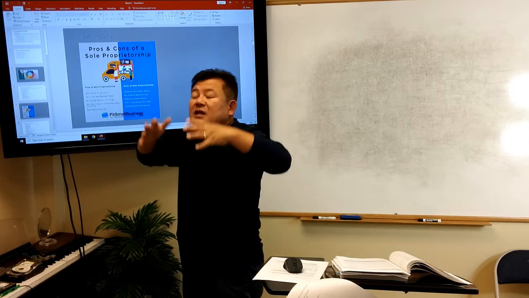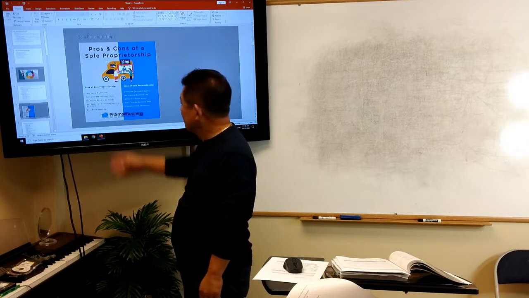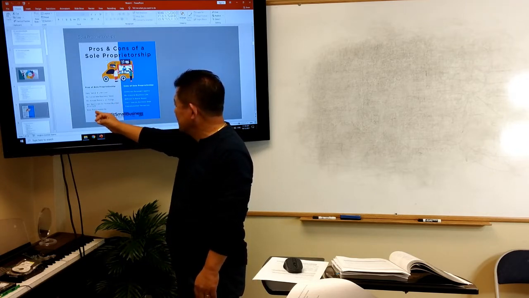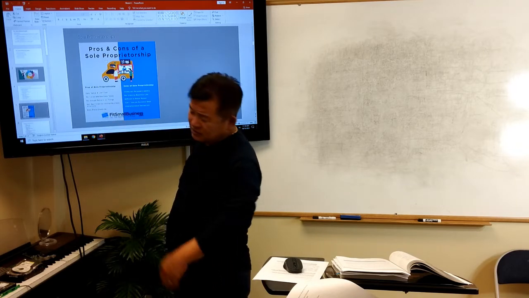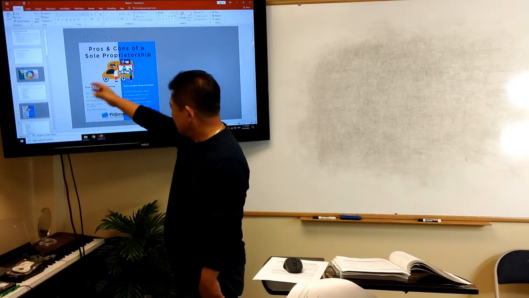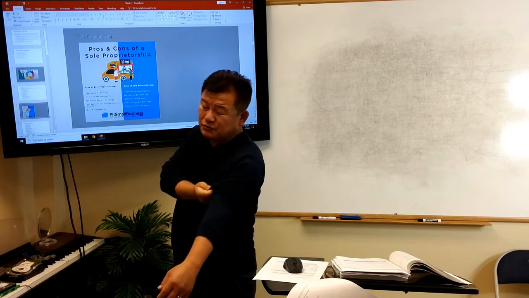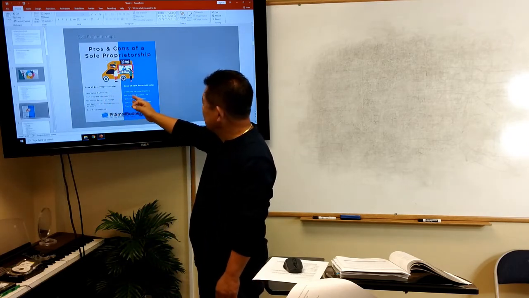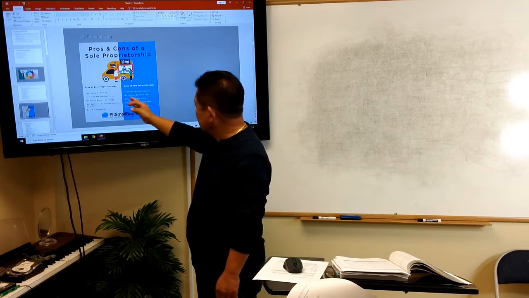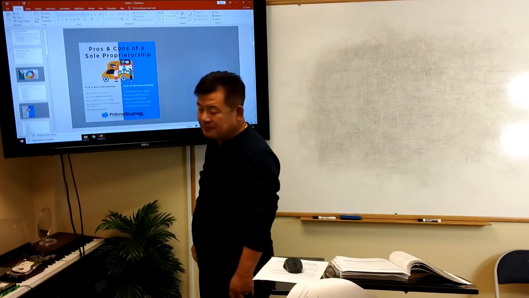You can run any kind of business as a sole proprietorship, and record keeping is easy because there is no need for an annual report. So these are the advantages of a sole proprietorship. On the other hand, the disadvantage is unlimited personal liability.